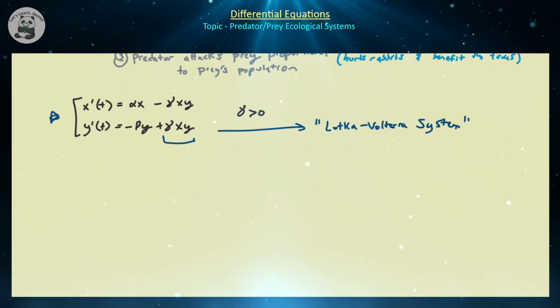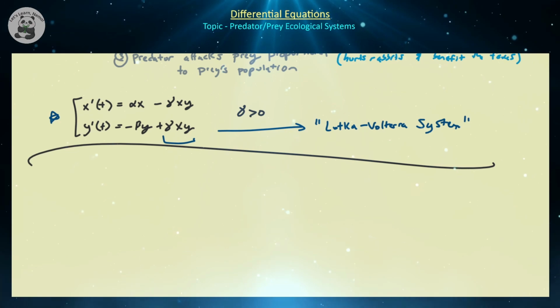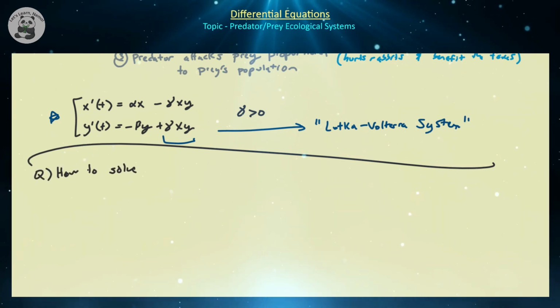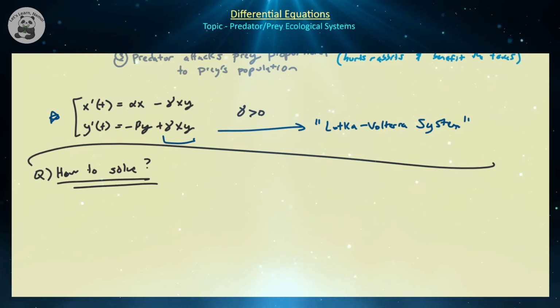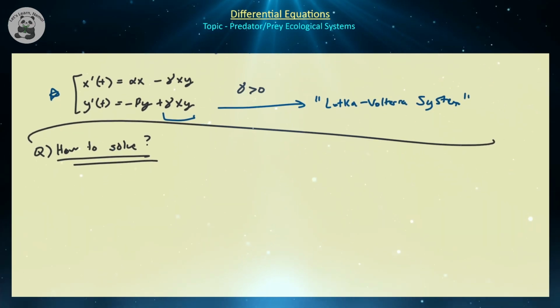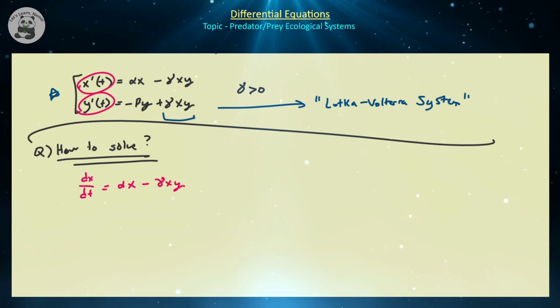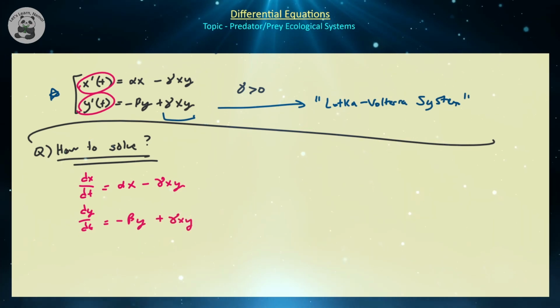So the first question, once we have this system, is how to solve it. How to solve this nonlinear system of differential equations. The first thing that I want to do is rewrite x prime of t and y prime of t in terms of their differentials. In particular, dx/dt is equal to alpha x minus gamma xy, and dy/dt is going to be equal to minus beta y plus gamma xy.